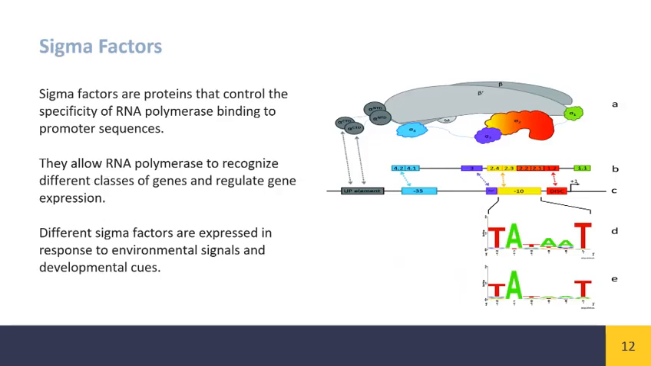Coming to the sigma factors, these are proteins that control the specificity of RNA polymerase binding to promoter sequences. These sigma factors allow RNA polymerase to recognize different classes of genes and regulate gene expression. Different sigma factors are expressed in response to environmental signals and developmental cues.